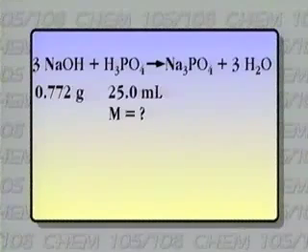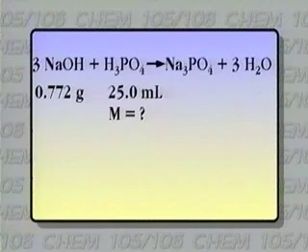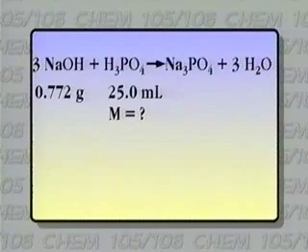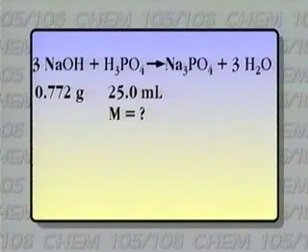All right, well, let's look at another example here. This one is just a little different. This time we're going to start with a solid base. We're going to start with a certain number of grams of sodium hydroxide. We find that it takes 25 milliliters of phosphoric acid to react with it. And what we want to know is, what is the molarity of the phosphoric acid?